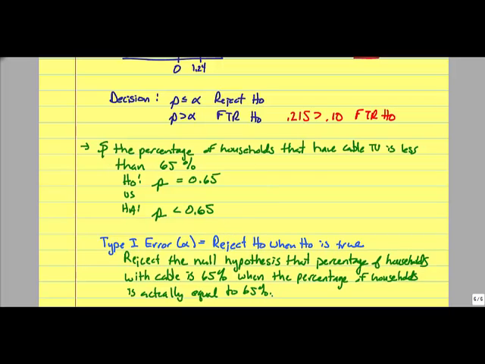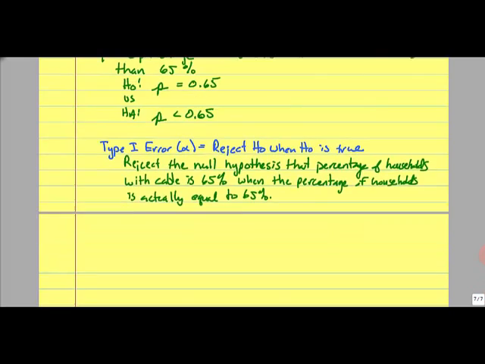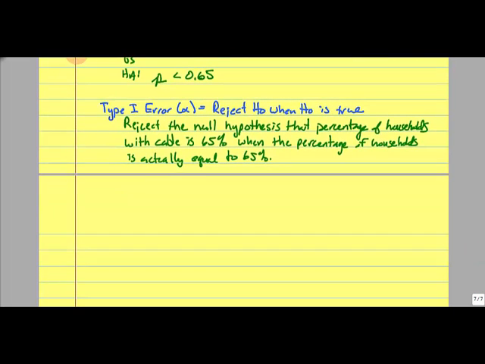A consequence of this might be something like you're on the marketing team for a cable company, and we run this quick test to find out the percentage of households that have cable, and we're trying to test to see if the percentage is less than 65%. And we reject this, and we assume it's less than 65% when it actually is 65%. So what ends up happening is we might change our marketing plans or change who we're marketing toward to gain more market share. So that's an example of a type 1 error. Let's go ahead and look at a type 2 error.